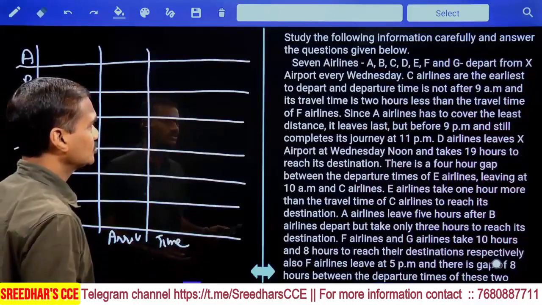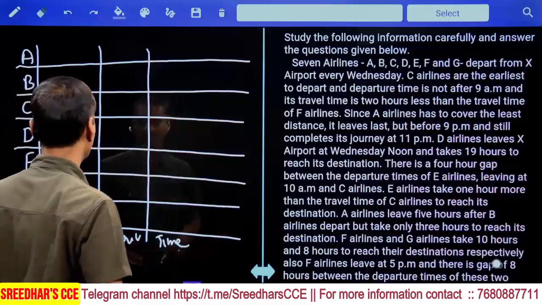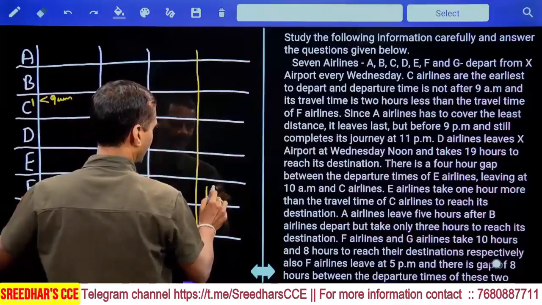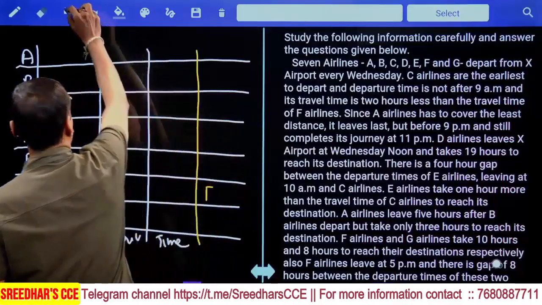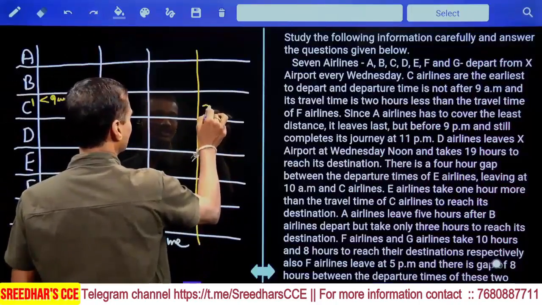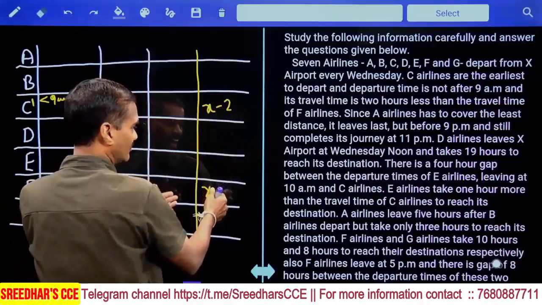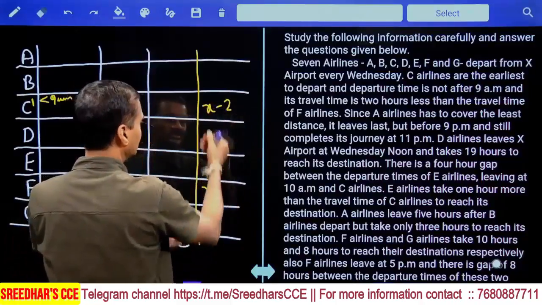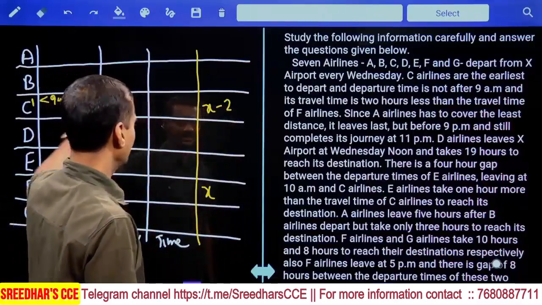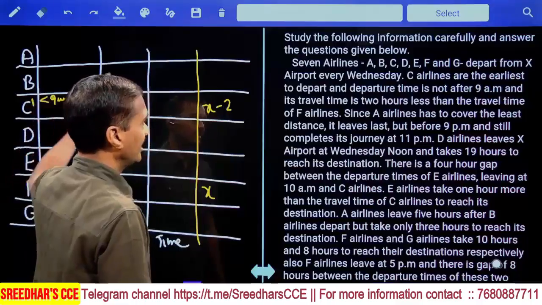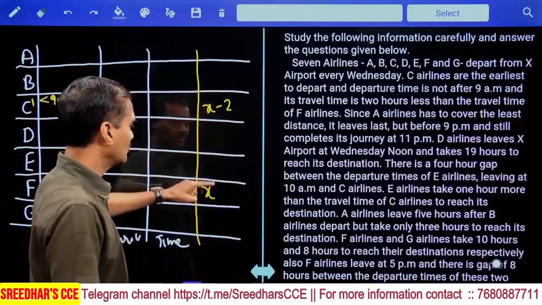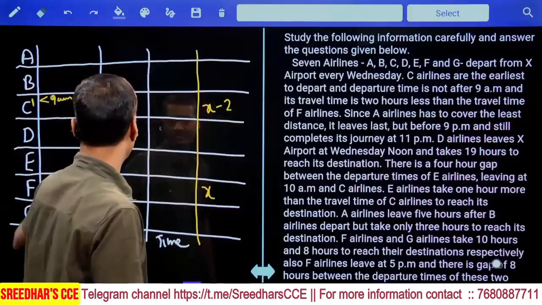And its travel time is 2 hours lesser than the travel time of F airlines. Now if F airlines takes X hours, hence this has to take X minus 2 hours. If it takes 5 hours, it has to take 3 hours. If it is taking 7 hours, it has to take 5 hours. Isn't it? C airlines is the earliest to depart, and departure time is not after 9 a.m. We have represented that here, and its travel time is 2 hours lesser than the travel time of F airlines.